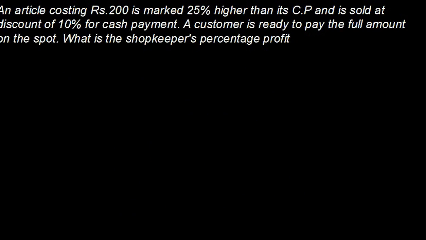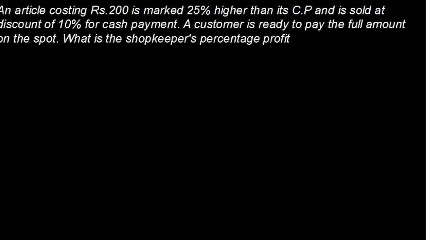An article costing rupees 200 is marked 25% higher than its cost price, and it is sold at a discount of 10% for cash payment. A customer is ready to pay the full amount on the spot. What is the shopkeeper's percentage profit?